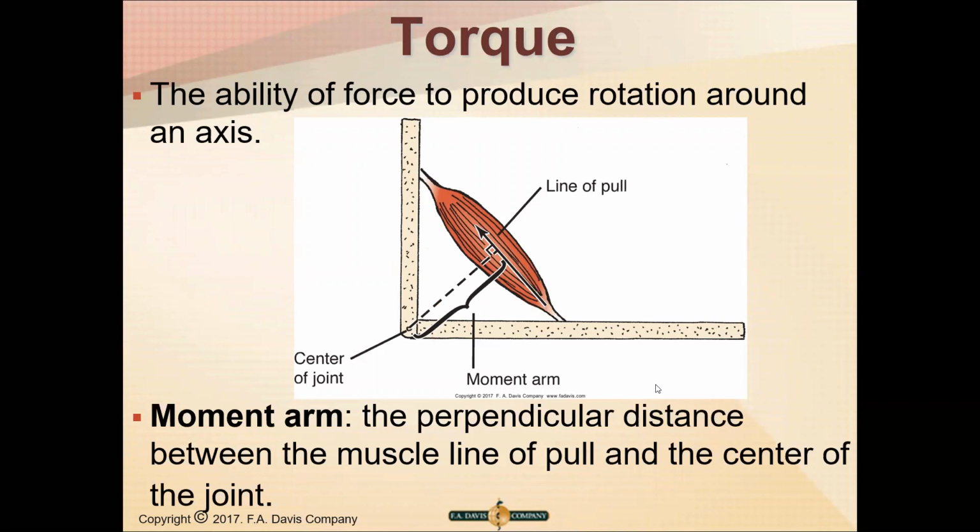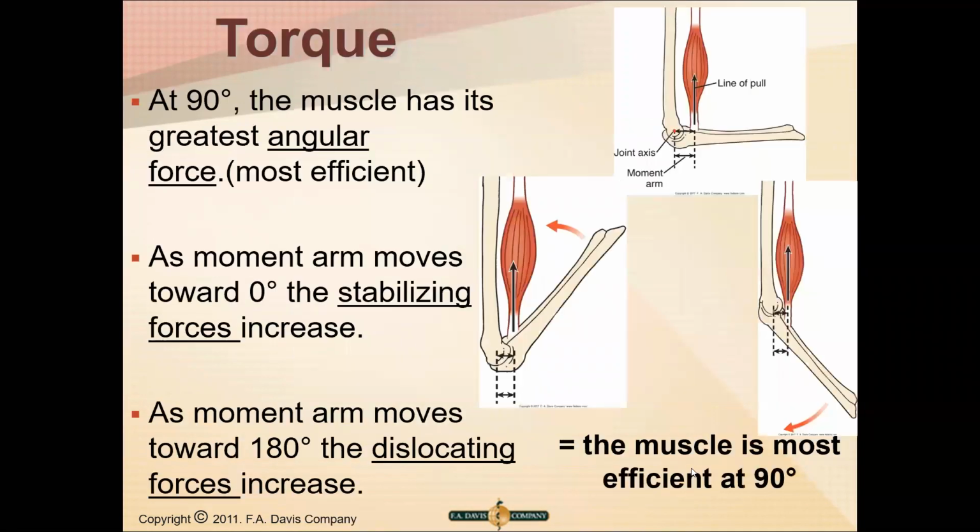And then we're talking about torque here, right? Torque is the ability of force to produce rotational force around an axis. So here we have that line of pull. The center of the joint is going to be that axis, right? And you have the moment arm moving towards the fixed arm. So as that moves forward, the perpendicular distance between the muscle line of pull and the center of the joint is what's going to allow that rotational force to occur.